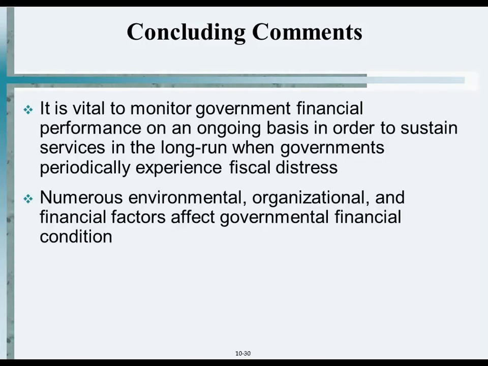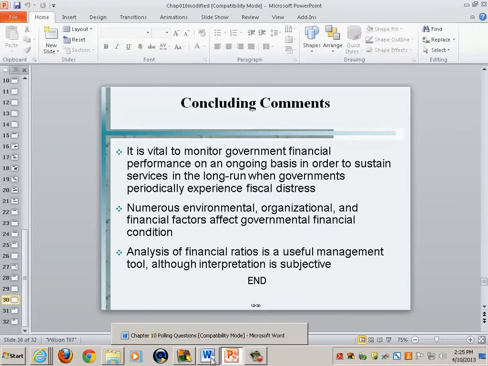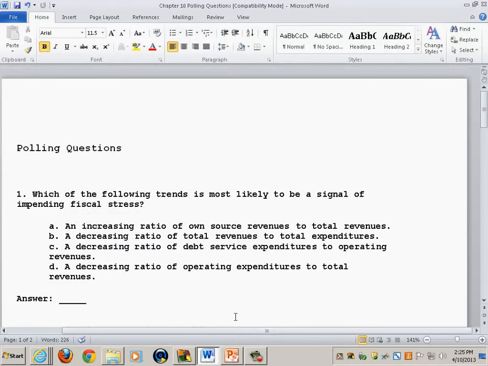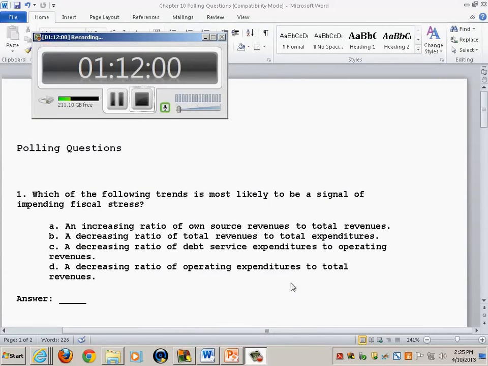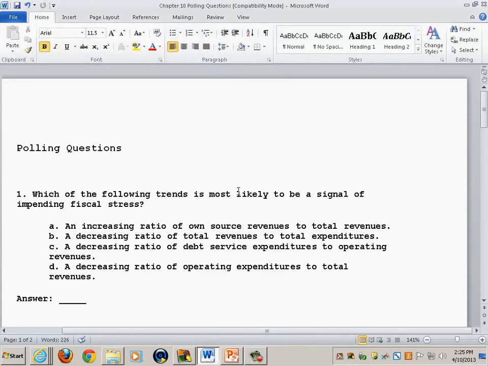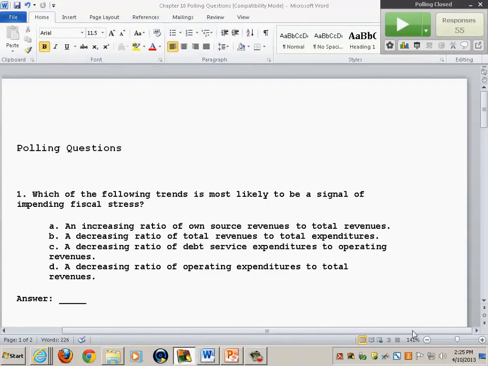Okay, so any questions so far? Really it's no more complicated than what I just told you. There's no rocket science to this. So let's take a look at a couple of other things. Let's see if you can answer some of these questions. I want you to take a look at these questions.